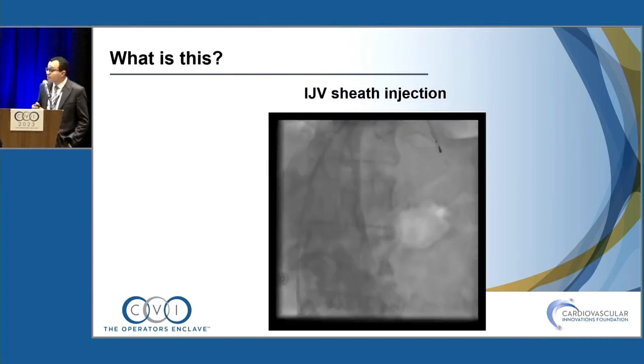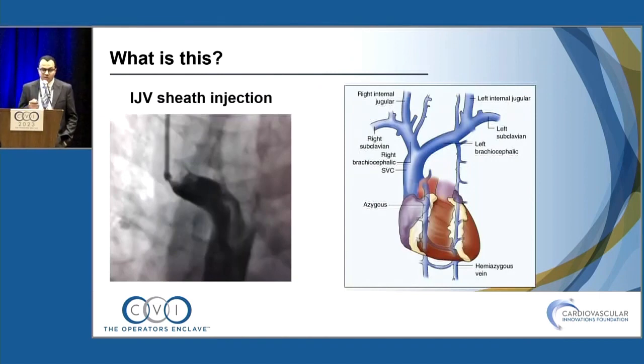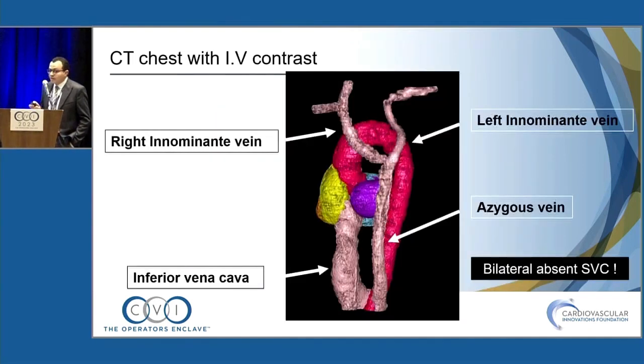So what is this? Let's go back to our normal anatomy. Apparently this structure is a dilated azygos vein draining the innominate vein. But why is nothing entering the cardiac shadow? We did a CT chest with contrast, and here is the 3D reconstruction, showing that both innominate veins drain into a dilated azygos vein that went down to the abdomen and drains into a dilated inferior vena cava.